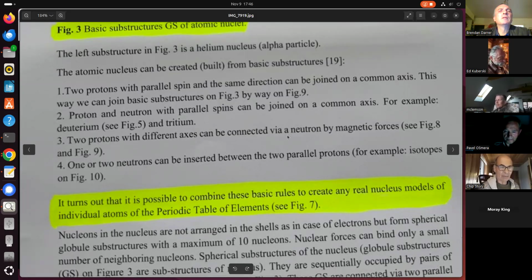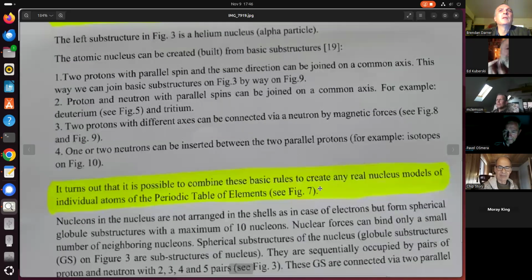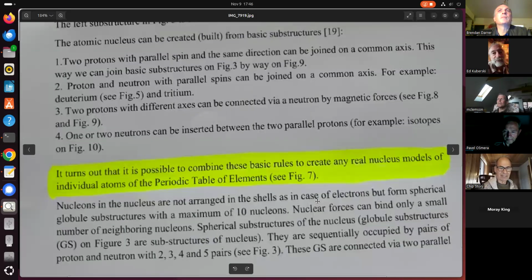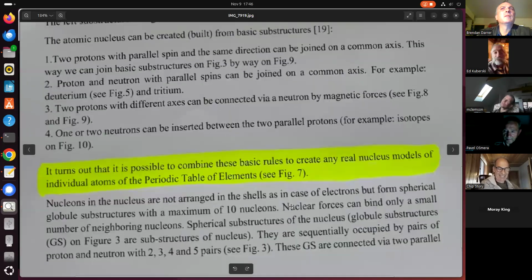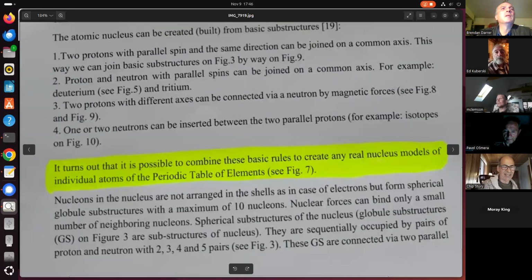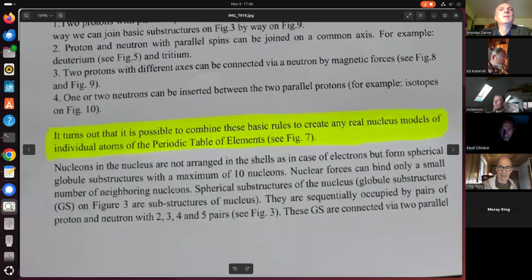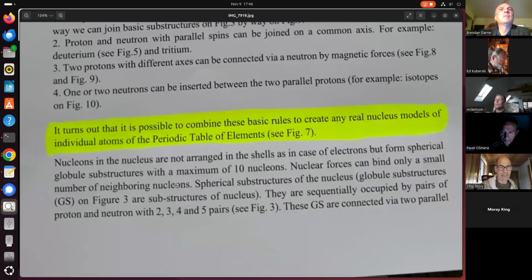Right, and it's taking a whole new view of the classical construct. Well, you'll see in a second here when you talked about classical physics. It doesn't fall in line with classical physics. You're going to see some drawings here in a second that explain it a lot better. And it's redefining the elements of classical physics and using them differently. All right, one or two neutrons can be inserted between two parallel protons. For instance, isotopes, etc.